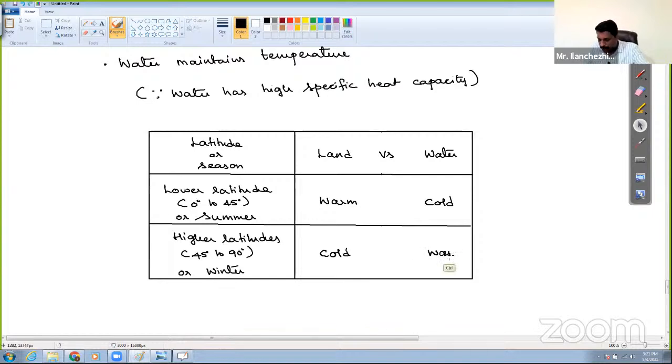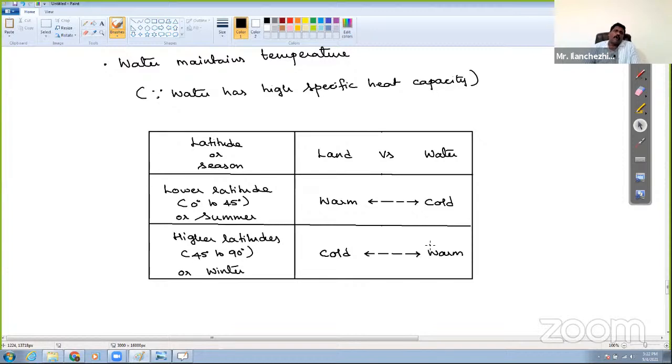Now here, the comparison is only between the land and water of the same latitude or same season. Do not compare the waters of different latitudes or land of different latitudes. The comparison is only between land and water. So what is the idea, my friend? In lower latitudes, generally water will be colder, land will be warmer. In higher latitudes, it will be vice versa. Land will be colder and water will be warmer.